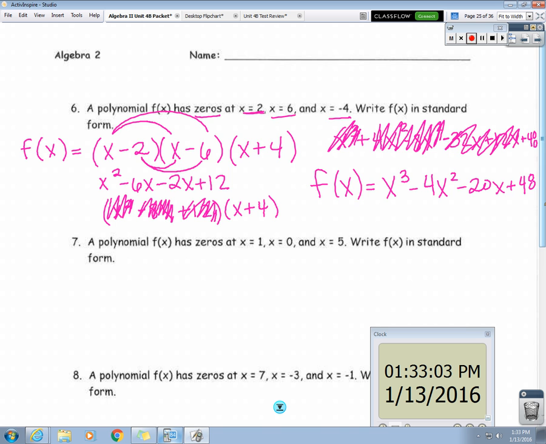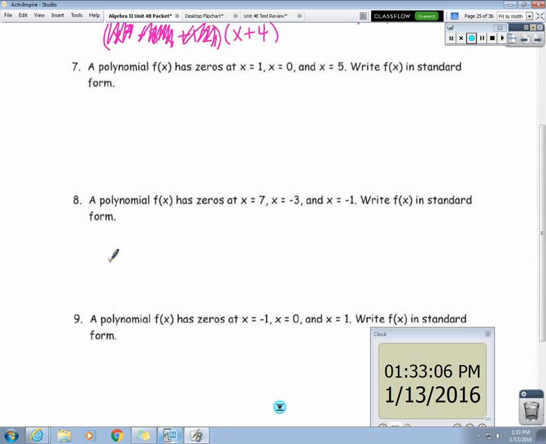All right, now number 7. A polynomial f of x has zeros at 1, 0, and 5. Write f of x in standard form. Okay, so f of x equals, to represent a zero at positive 1, what would the factor be? X minus 1. What about 0? A zero at 0? Just an x. Y'all remember that back when we were learning about multiplicity and stuff? Okay, then what about positive 5? X minus 5.